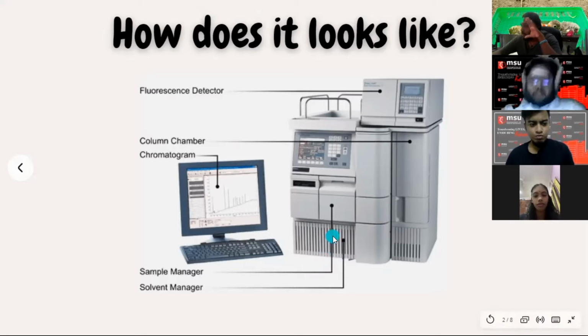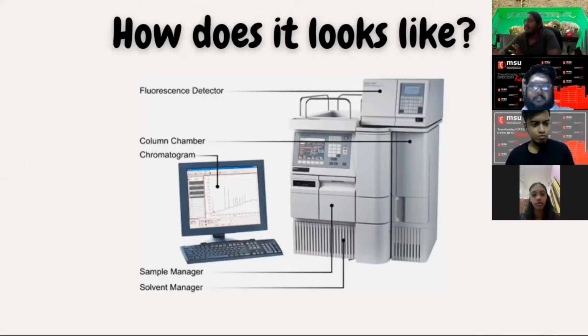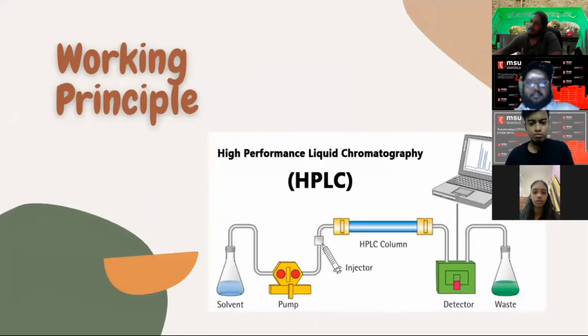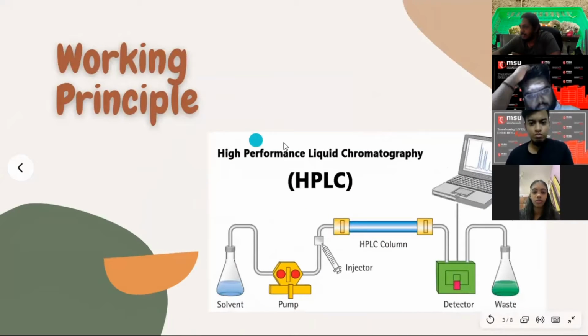Solvent manager, we always must be present there as a mobile phase. Mobile phase is something that can help you to flow any kind of component that can be eluted. Eluted means the component has been washed out from the HPLC. Okay, now we look into the working principle.